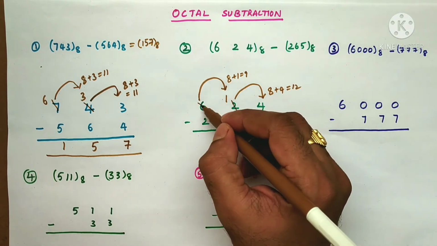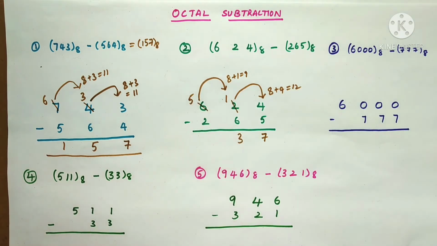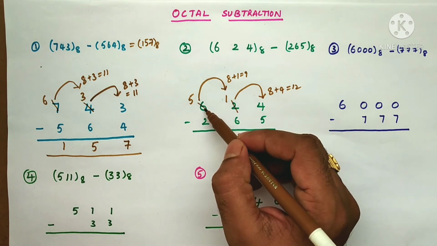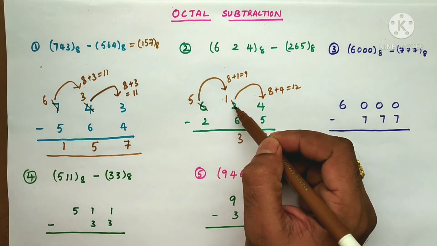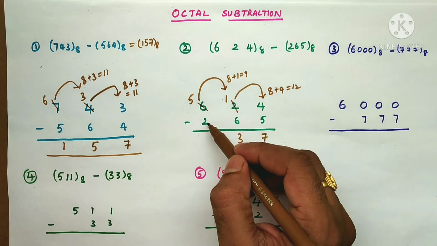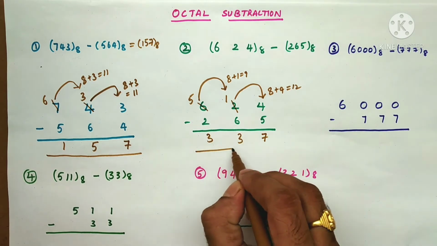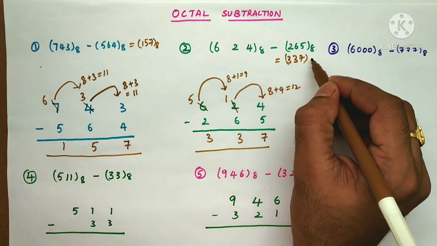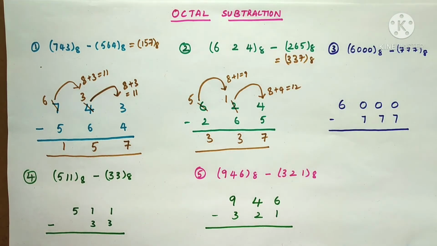Borrow ఒకటి ఇచ్చాం కాబట్టి ఇక్కడ వాల్యూ 5 ఉంటుంది. 5 is the value here. Since we have given borrow from 6 to 2 here, the value here is 5. 5 minus 2 is 3. So this is the answer. 337 base 8. Let us take another example.